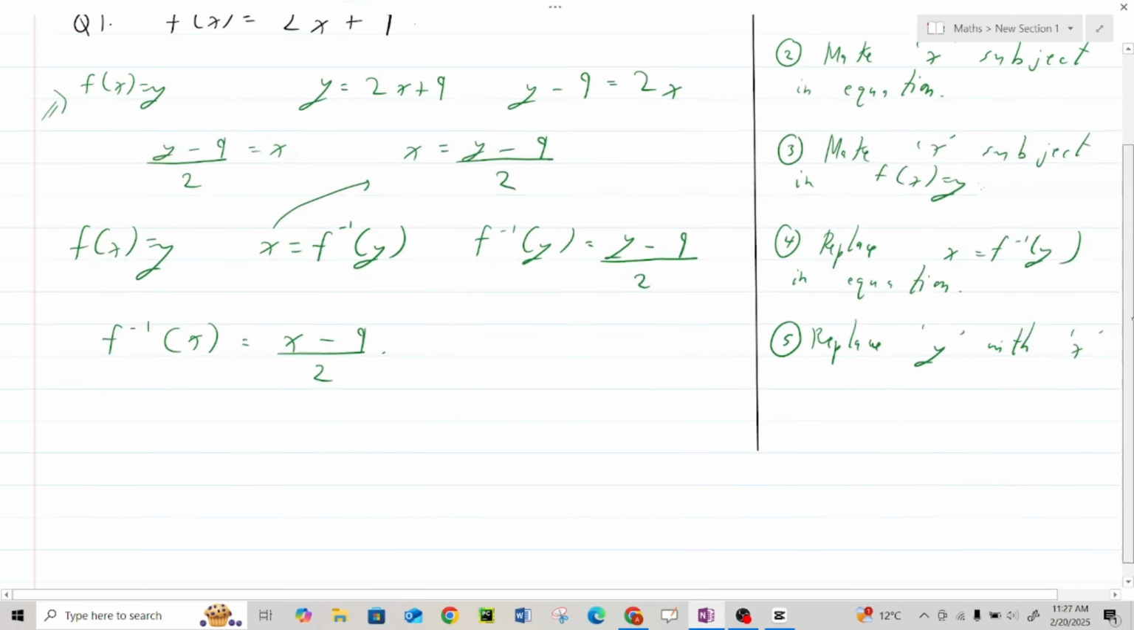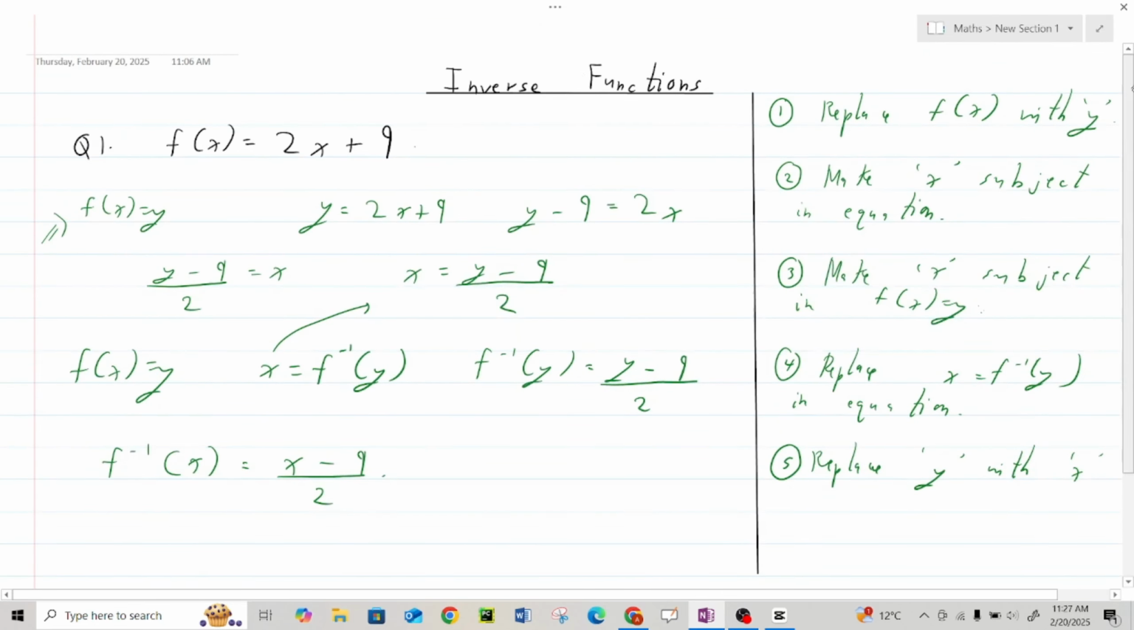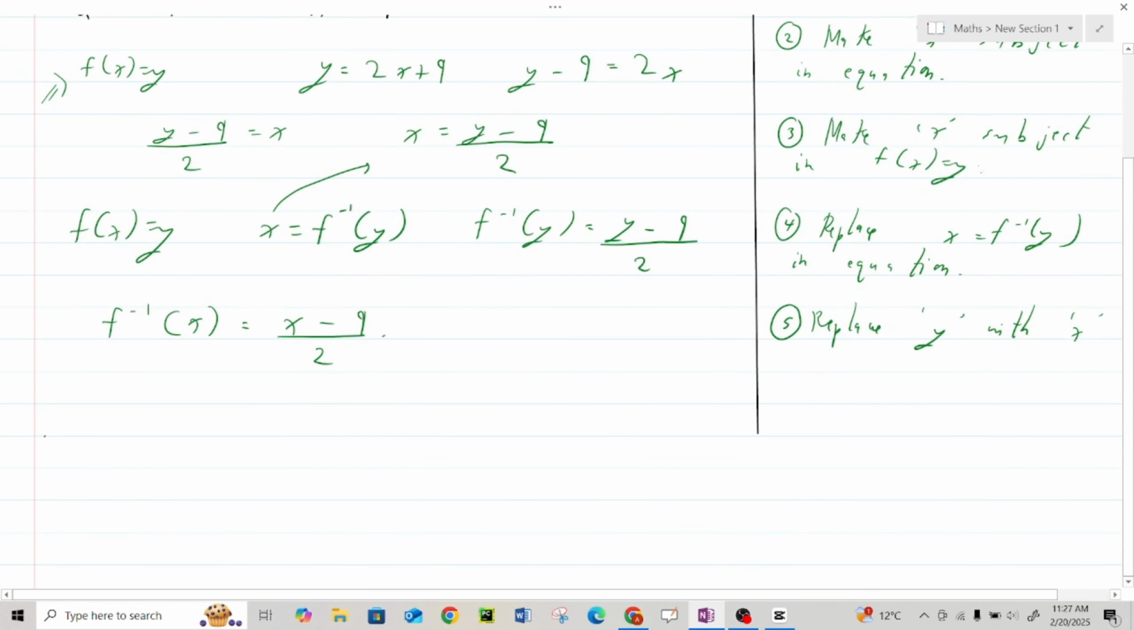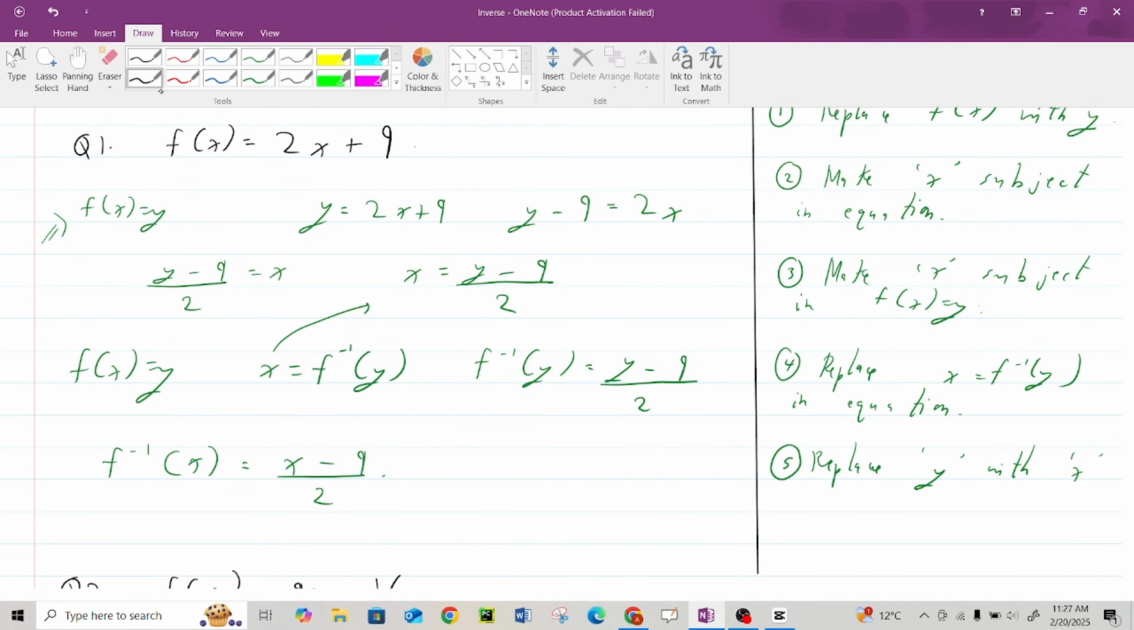Now, let's see one more example. Let's take it down. What I want you guys to do is do this question by yourself first, then play the video. Let's say I have f of x equals 9x minus 16. What do I do? I follow the same steps as above. Let's first write this down.